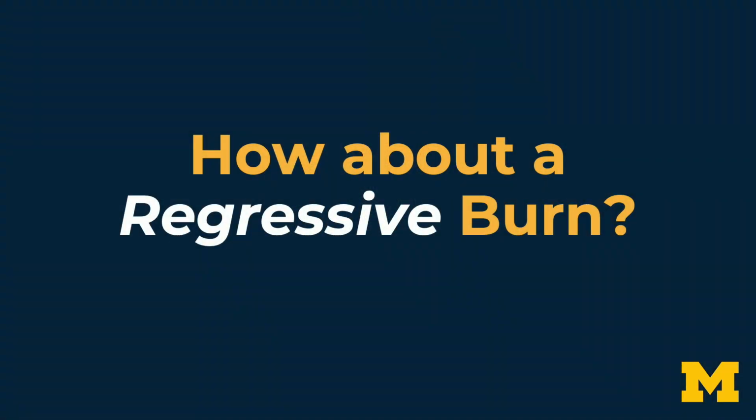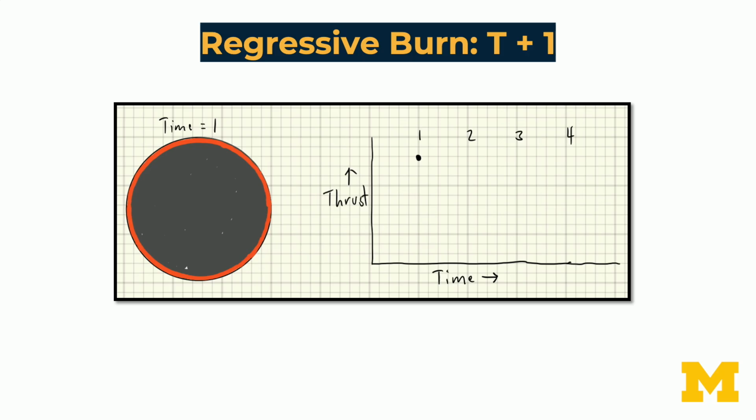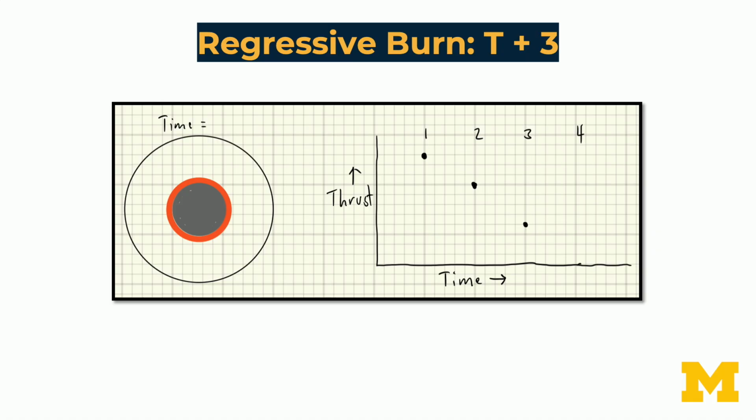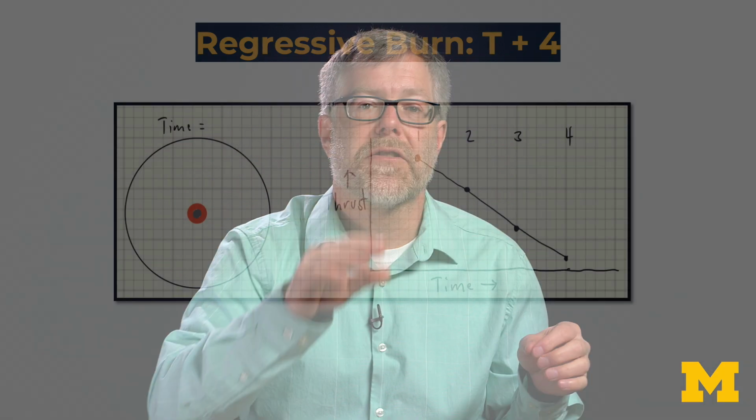You can also have what's called a regressive burn. That happens when you reverse it. So you have basically a solid column of grain, and then you burn from the outside in. You start off with a lot of exposed grain on the outside, and then a little while later, you have less grain exposed, and less again. That's called a regressive burn because the thrust is decreasing with time.